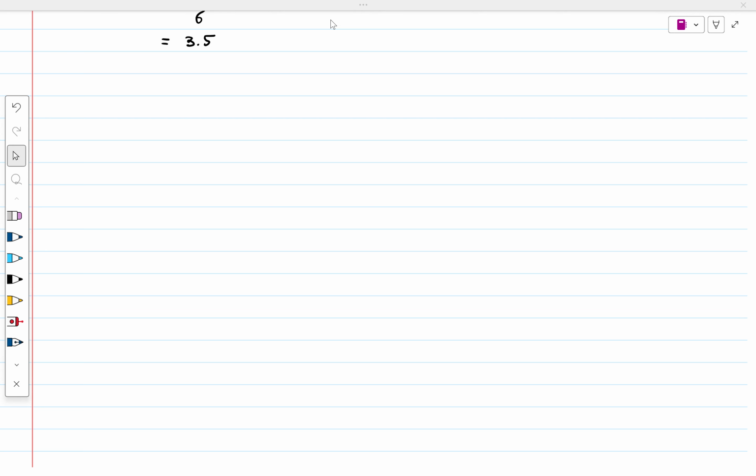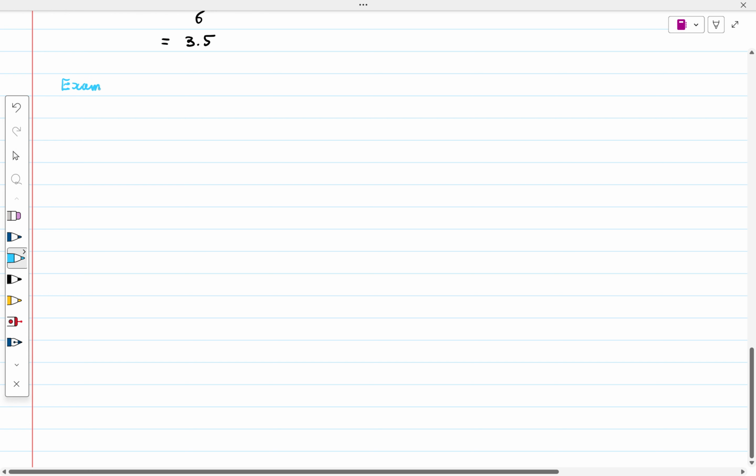Now that we have defined expectation for a discrete random variable, let us look at a formal example. Let's have a look at example 1. And the example will go like this.